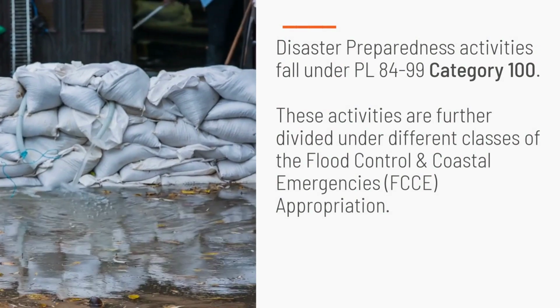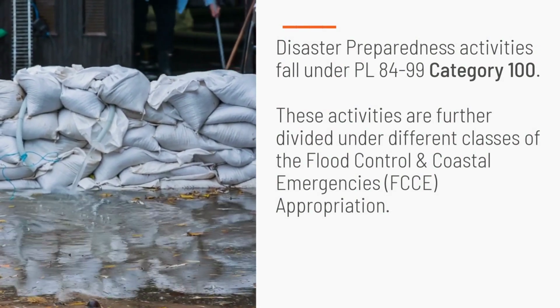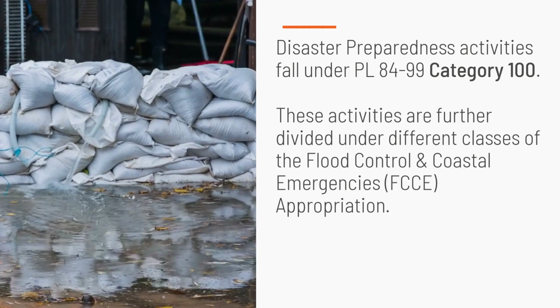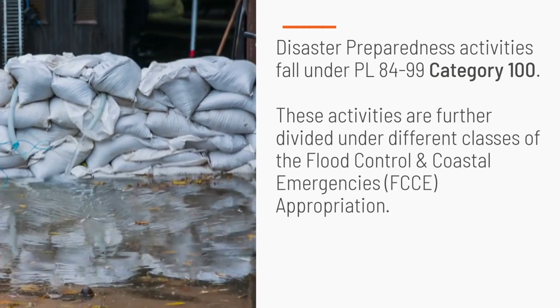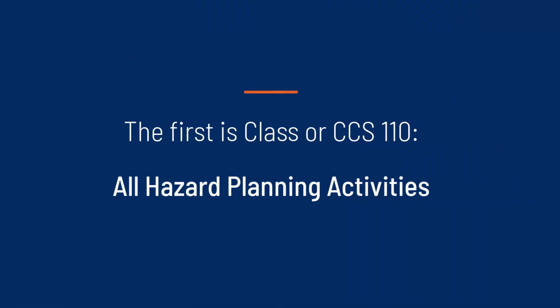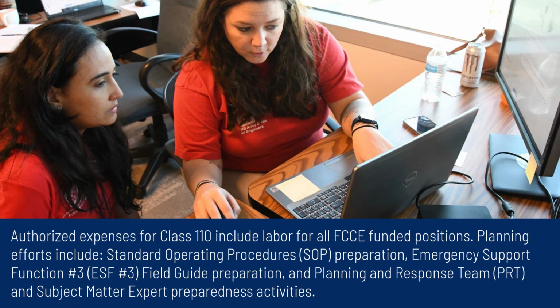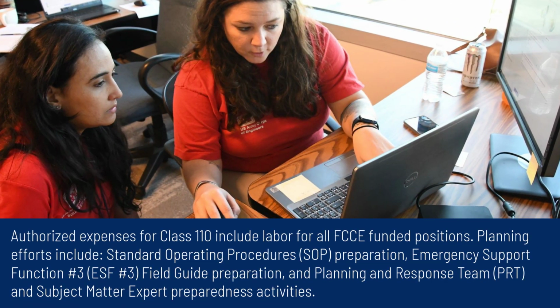Disaster preparedness activities fall under PL 84-99 Category 100. These activities are further divided under different classes of the Flood Control and Coastal Emergencies, or FCCE, appropriation. The first is Class 110, All Hazard Planning Activities. Authorized expenses for Class 110 include labor for all FCCE-funded positions.